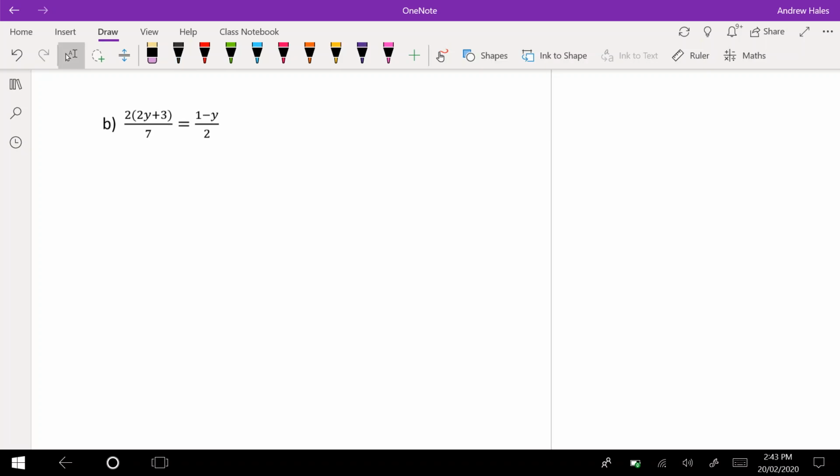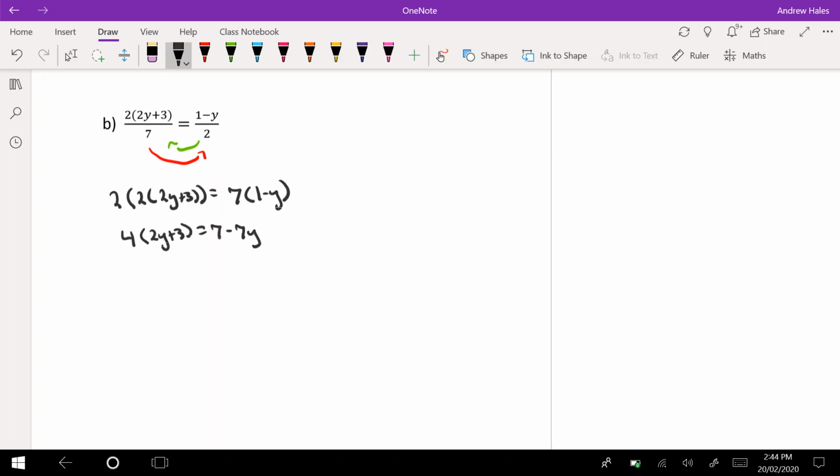2 outside of 2y plus 3 over 7 equals 1 take y over 2. Multiply this side by 2, multiply that side by 7. So that's going to get me to 2 times 2, 2y plus 3 equals 7 outside of 1 take y. So that's going to be 4, 2y plus 3 equals 7 take 7y. If I expand out this side of the bracket, 8y plus 12 equals 7 take 7y.